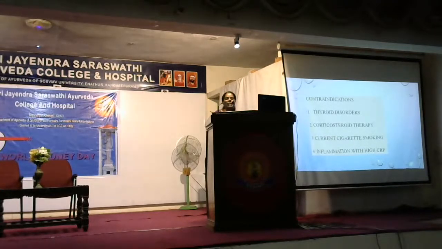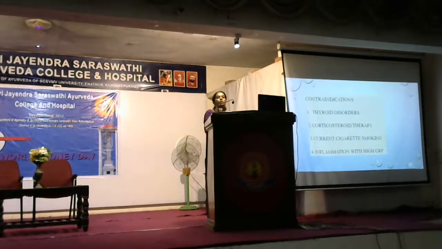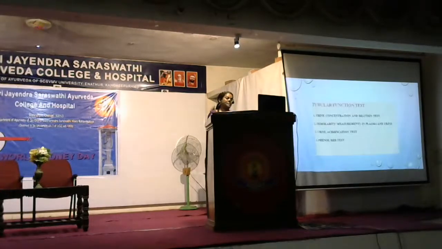Then corticosteroid therapy. Usually corticosteroids will not influence cystatin C levels, but when a patient has renal impairment, then corticosteroid therapy will influence the cystatin C levels. And current cigarette smoking. When we are referring a patient for laboratory investigation, you should not refer them blindly. We have to advise them not to go for immediate drug abuse, alcohol, smoking and all, because it can impair the values of cystatin C. And inflammation with high CRP, in that condition also, cystatin C results will not be precise.